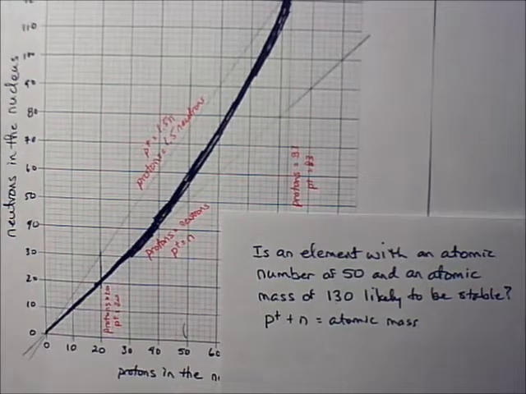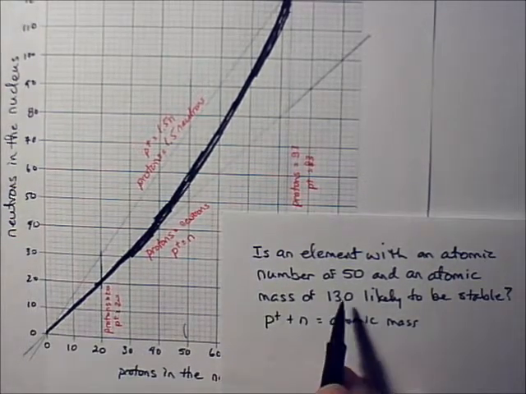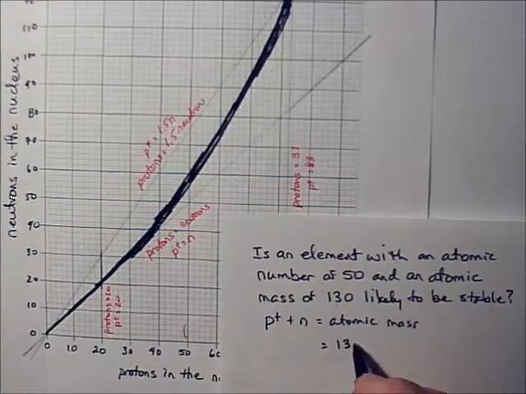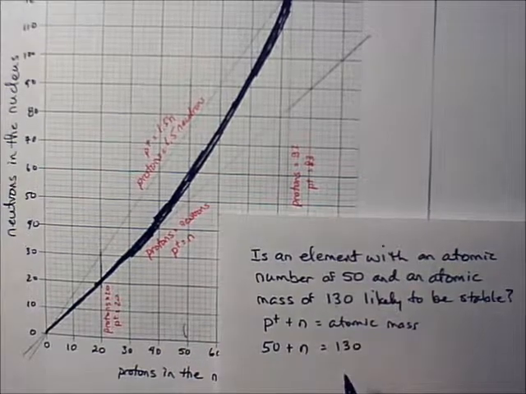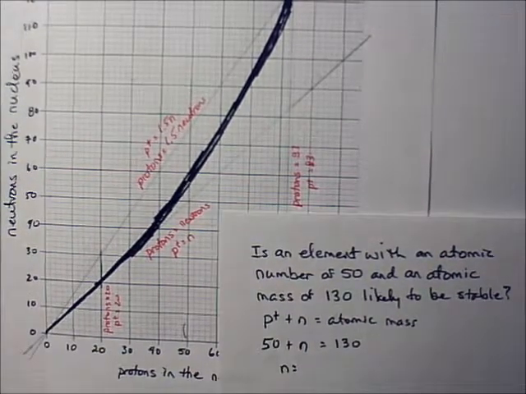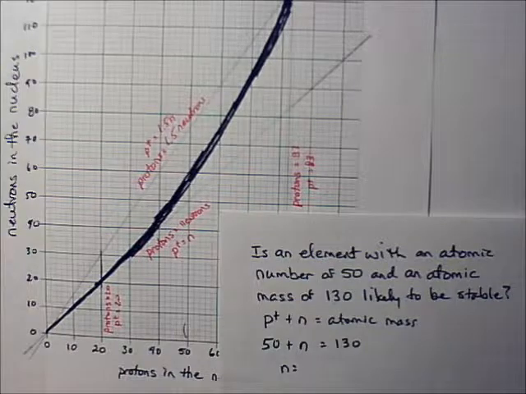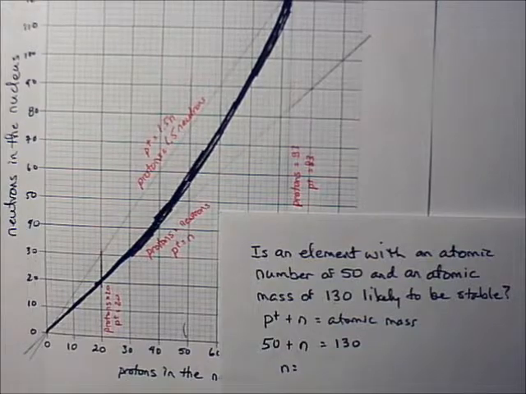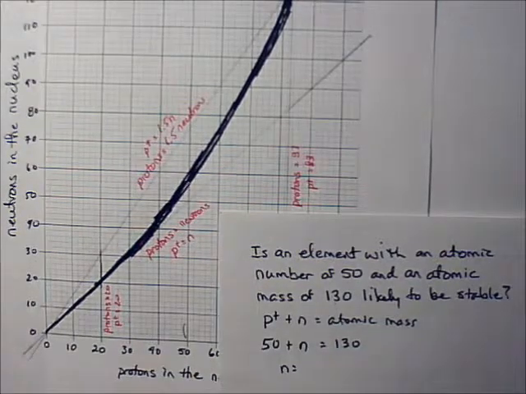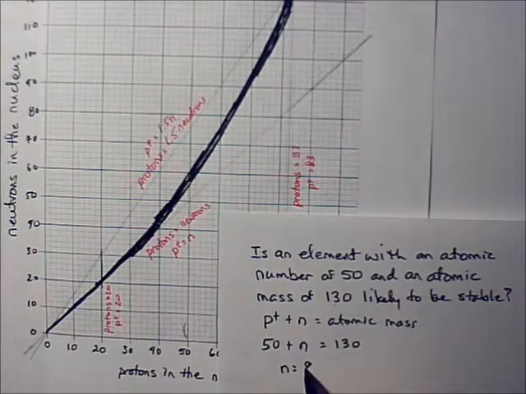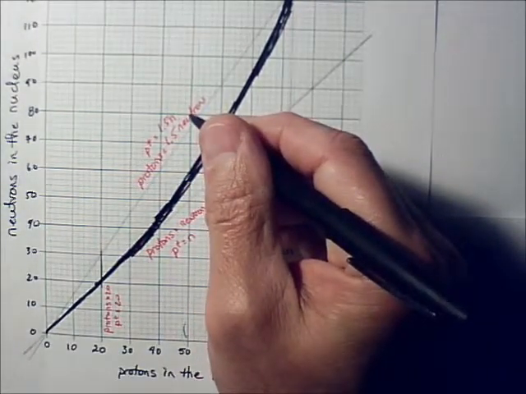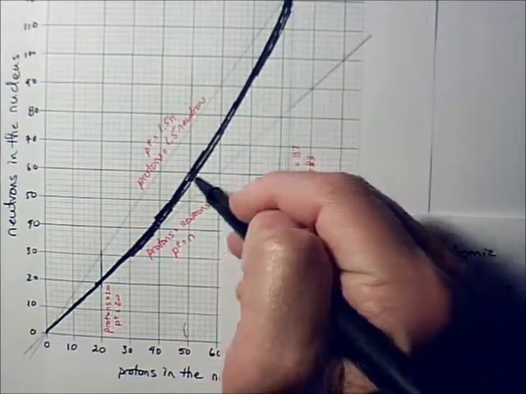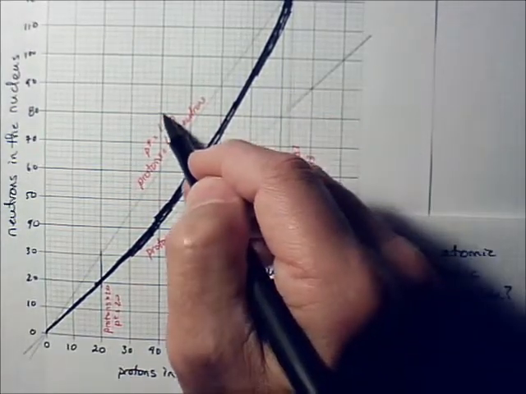Well, that's how you get 80. Protons plus neutrons equals atomic mass, and this is 130's atomic mass. Atomic number is protons, that's 50. When you connect them, it leads there. If you go straight across, it leads to 80. So N equals 80. If I go up from 50 and hit 80, is that a stable isotope? No, because it's not near the stable ones down here.